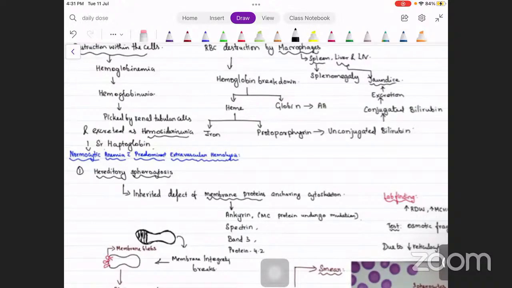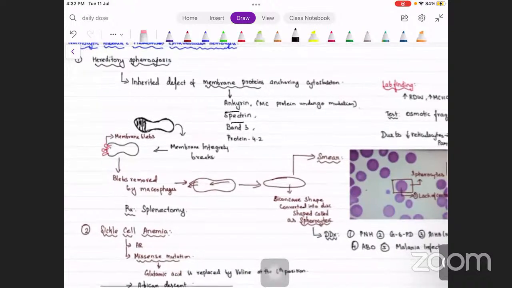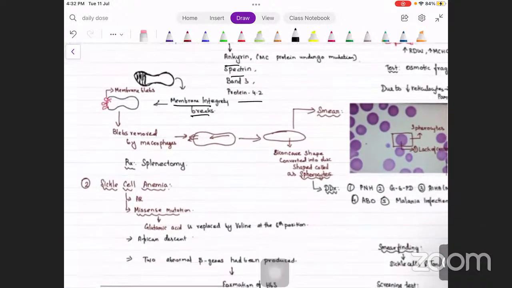Then you have hereditary spherocytosis, an inherited defect of the membrane proteins anchoring your RBC, such as ankyrin, spectrin, band 3, and protein 4.2. All of them will not work, so membrane integrity will break, and the RBCs are removed by the macrophages.